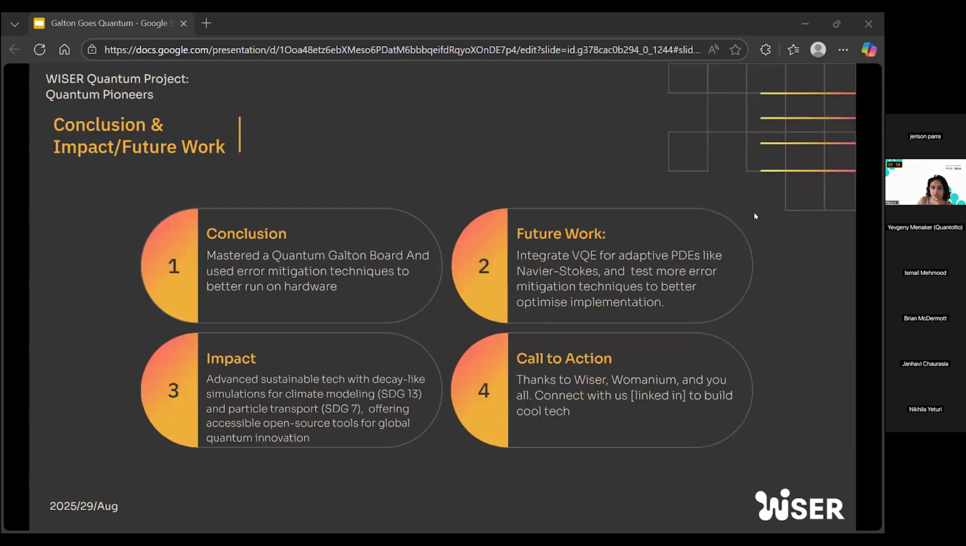Looking ahead, we'd extend to integrated VQE for adaptive PDE solvers like Navier-Stokes and test more mitigation techniques for even better efficiency and real reliability. Thank you. And any questions?